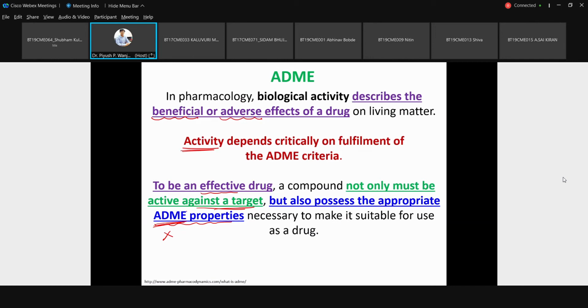Like, I will give you some example. Even when it is not satisfying this criteria, still sometimes by using some other methodologies, you can get it approved. But this is generally the criteria.